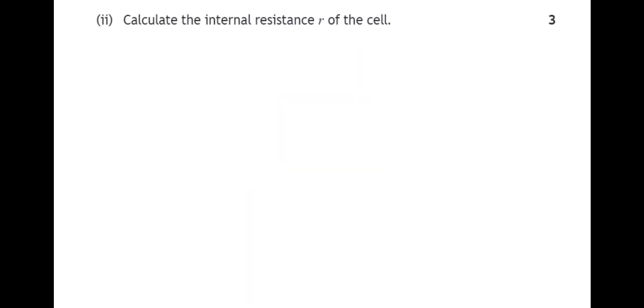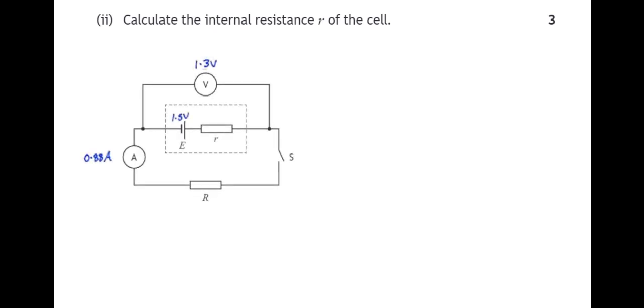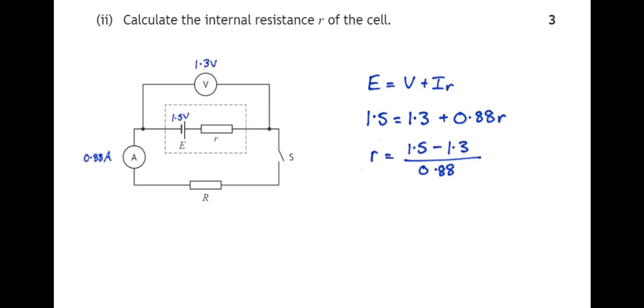Part 2, calculate the internal resistance r of the cell. So we just wrote these things on our diagram there. And we have this formula in our datasheet, E equals V plus Ir, where little r is the internal resistance. So we can just place these numbers into that formula, E being 1.5, V, the terminal potential difference, being 1.3, and I being 0.88 amps. Rearrange it a little bit, and we get a value for the internal resistance as 0.23 ohms.